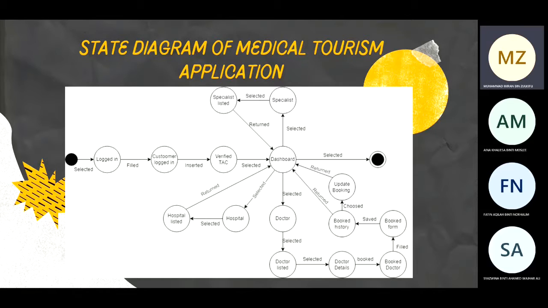For dynamic testing, we choose a state diagram for our system. From start, we select to log in to the system and fill in the customer login. After filling in the customer form, we need to insert the verified TAC that is sent via SMS. And then select the dashboard. At the dashboard, we have three navigation buttons for the user to choose from: specialist, doctor, and hospital.